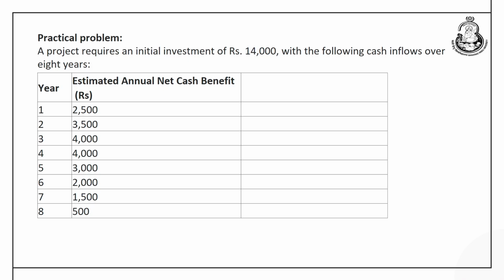Now, it can be seen from another problem. Just look at the initial investment, it is 14,000, where the cash flow can be looked at from the table, which is 2,500, 3,500, 4,000 and so on. So, 8 years give us different amounts of cash flow. So, how to solve this problem? How to find out the payback period when the cash flow is not even?